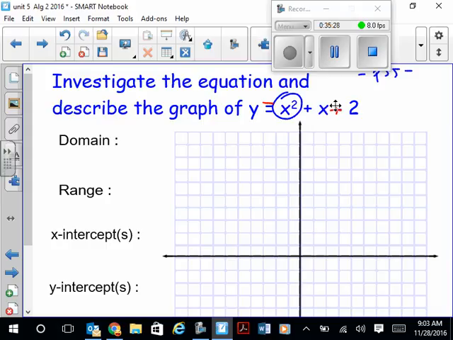Let me back up to the other problem for just a moment. I don't think we put in the line of symmetry. Yeah, we did. Oh, we did, okay. X equals 4. Thank you.